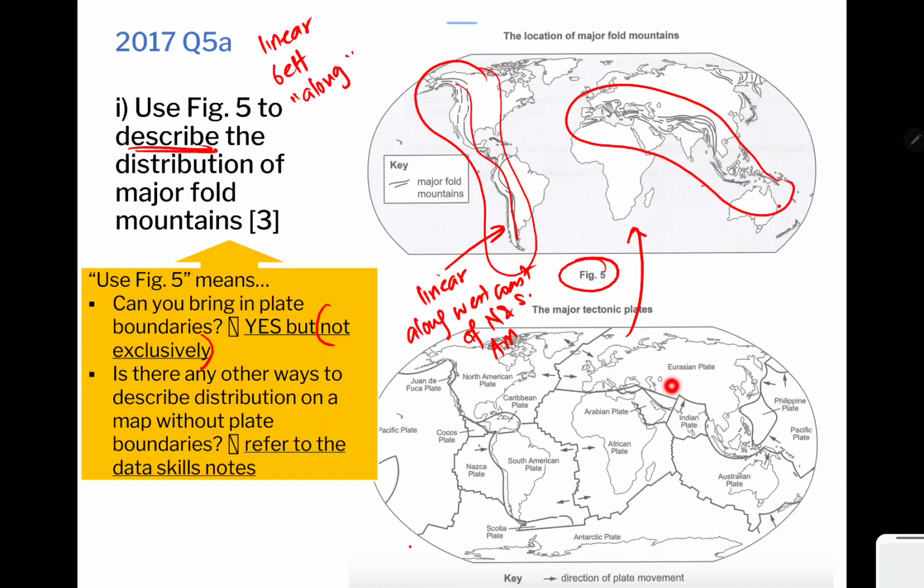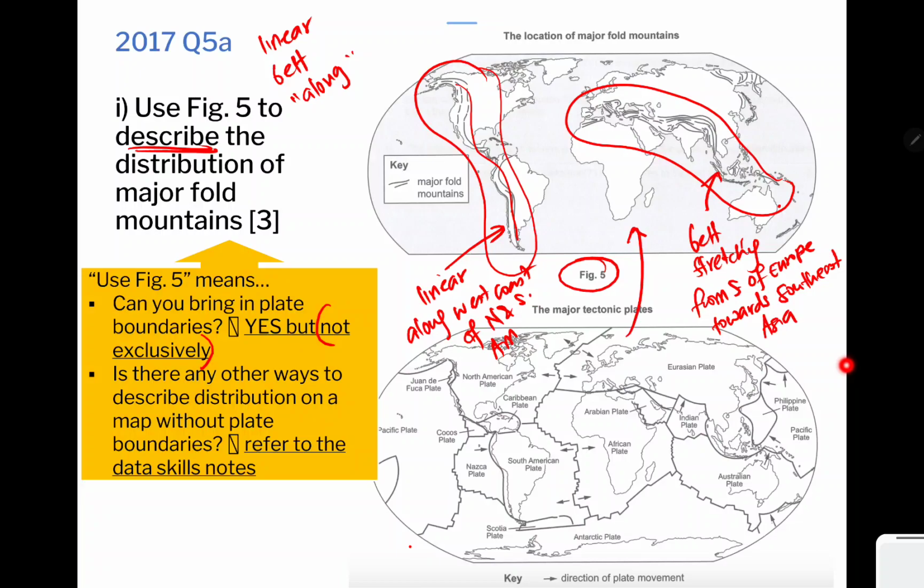Then second, there's another belt stretching from south of Europe towards Southeast Asia.